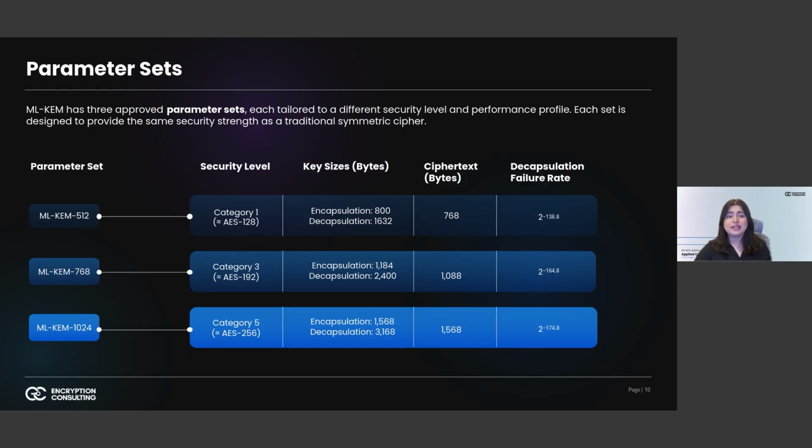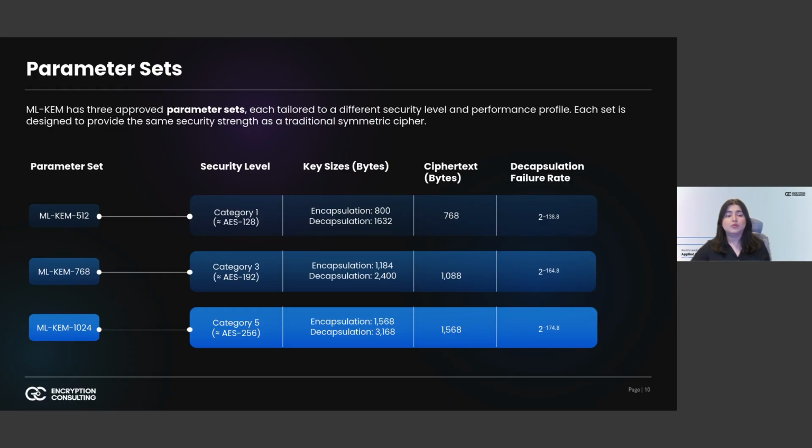ML-KEM isn't a one size fits all product. It comes with 3 approved parameter sets. This flexibility is key because it lets us precisely match the security strength and the performance profile of the algorithm to the needs of a specific application. NIST designed these sets to align with the security levels we are already familiar with from traditional encryption standards like AES. The foundation level is ML-KEM 512.